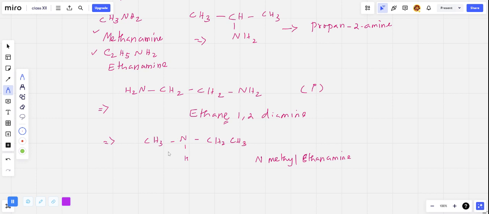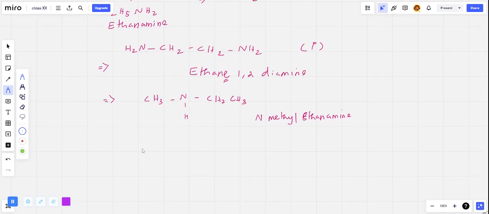If you are selecting the longest chain, it is ethane, so it is ethanamine. But we have to mention this alkyl group also, so we write N-methyl ethanamine. Understood? Let me give another example: N-methyl methanamine.